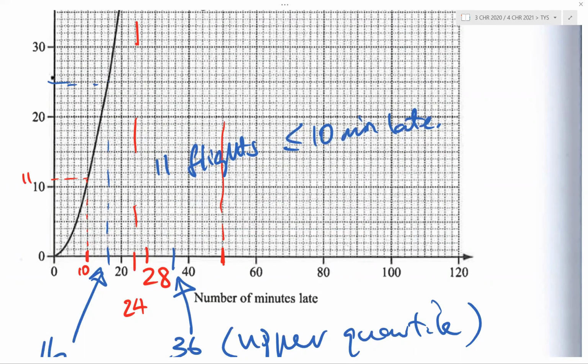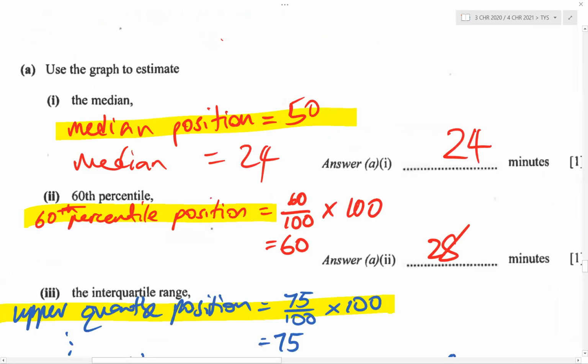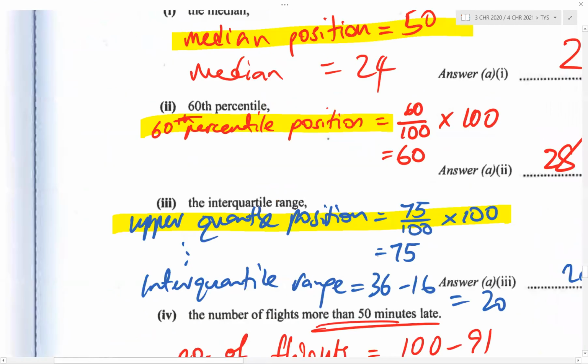Yeah. Less than or equal to. Less than or equal to is 11. Less than would be. Okay, for this particular case, right?